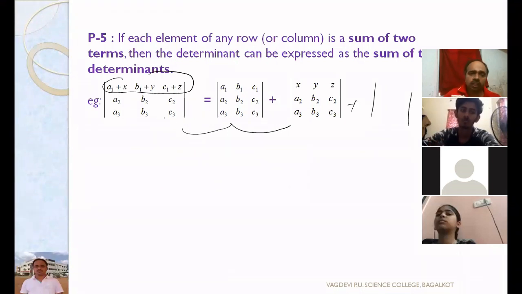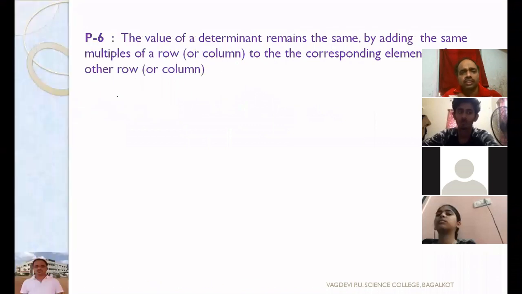Okay. So if it is sum of three terms, then we get three determinants: first determinant plus second determinant plus third determinant. Property 6. The value of the determinant remains same by adding the same multiples of a row. I've explained. When you multiply one row and add those multiples to another row, the value remains same.